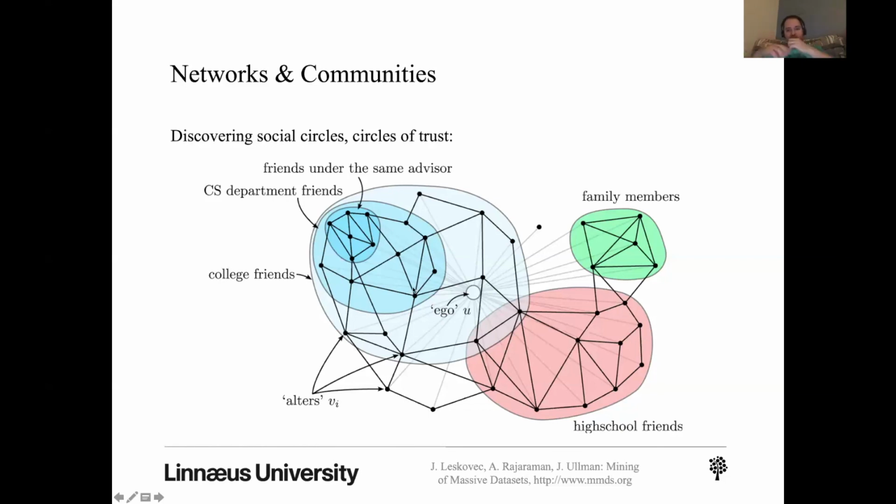You can also think about this hierarchy of communities. You have university friends, department friends, people working under the same advisor. So you can form this kind of hierarchical structure of communities, which is something we are going to explore a lot in the next few slides. This is the idea of hierarchically detecting communities, the same way that we detected hierarchical clusters before. This is the basic idea. There's not much else to it.